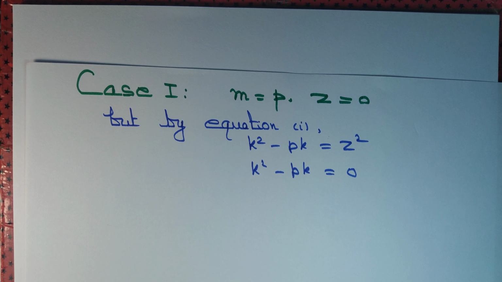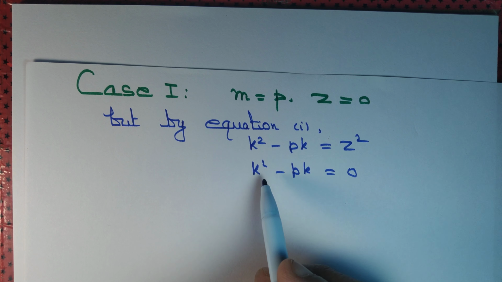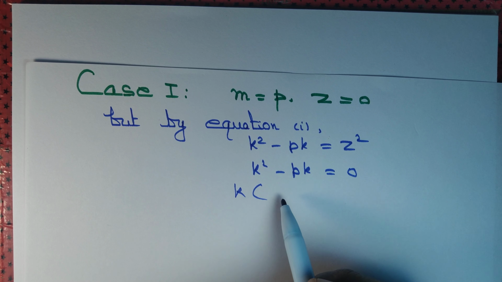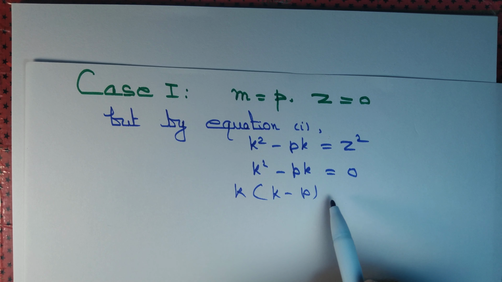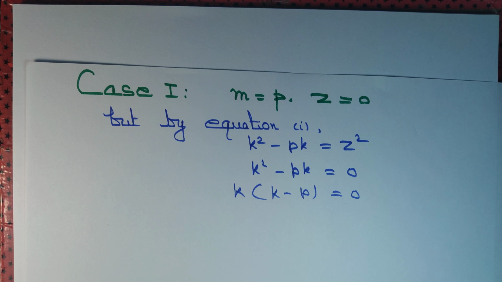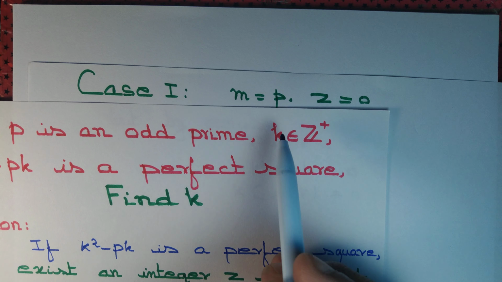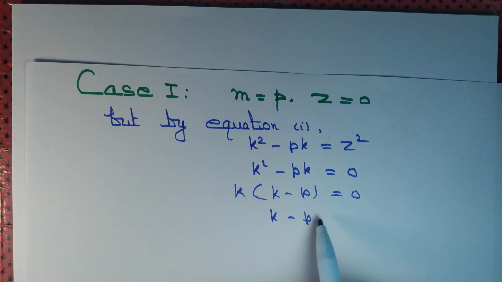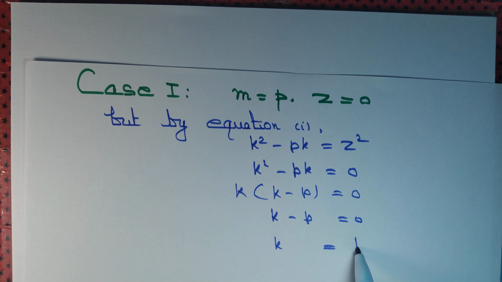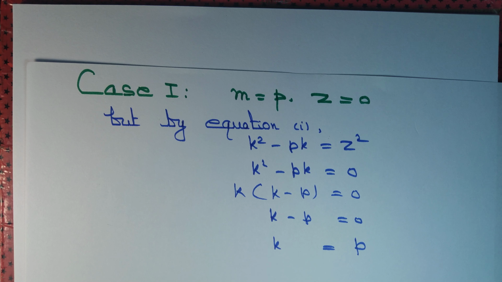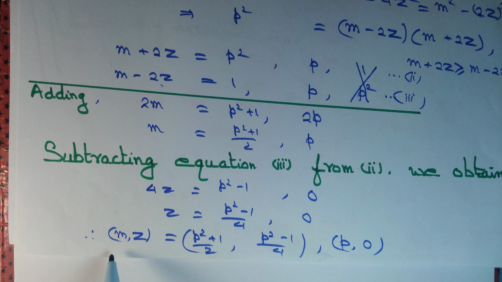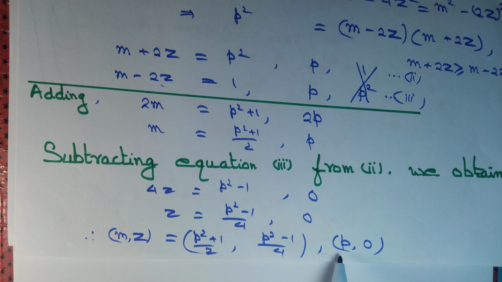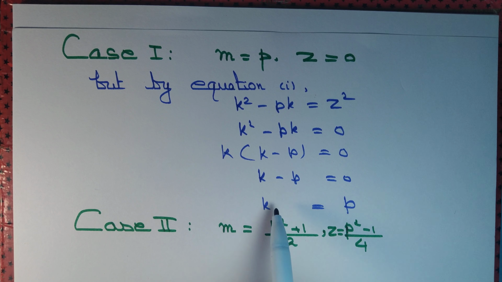Now, it cannot happen that k equal to 0. We are given by the equation that k is a positive integer. We take k common from the left hand side: k into (k minus p) equal to 0. But we are given that k is a positive integer, k belongs to Z plus. So we must have that k minus p equal to 0 or k equal to p. So in the easier case, we obtain that k equal to p. So m comma z were equal to ((p square plus 1) by 2, (p square minus 1) by 4) and (p, 0). In the easier case, (p, 0), we got k equal to p.